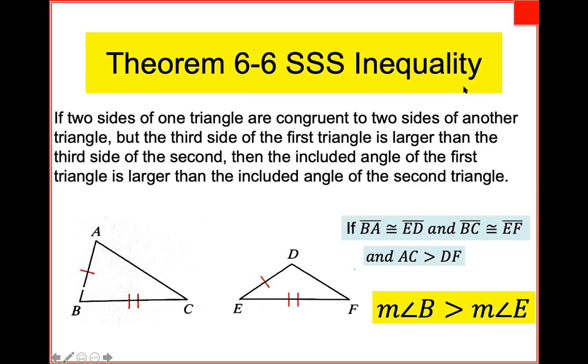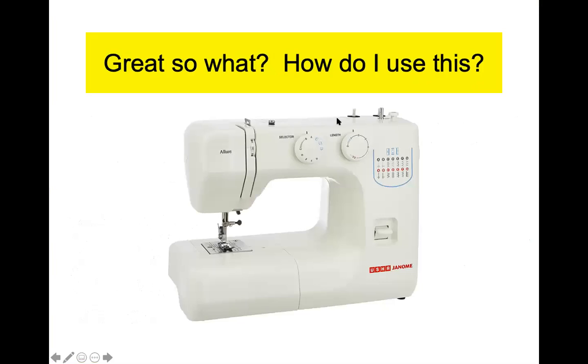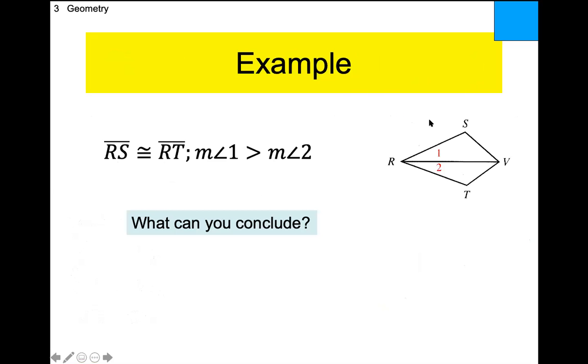We good? Yeah. Okay, so how can I use this? I'm going to give you some examples here. So we have a shape right here. Clearly there are two triangles here. And we're told a couple things. Let's see, what are we told? We're told that RS is congruent to RT. We're told that angle 1 is bigger than angle 2, and by reflexive property, we have that RV is congruent to RV. So I got an S, I got an S, and we're told something about an angle. So I have an SAS inequality.